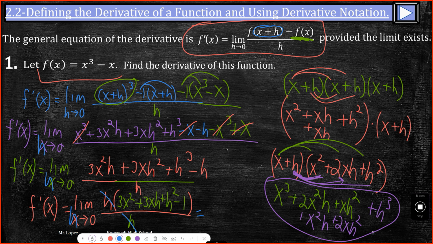So then 3x squared is left alone. H becomes 0, so 0 times this is 0. H is 0, so this goes away, and this is going to be minus 1. That is the answer. That is the derivative.